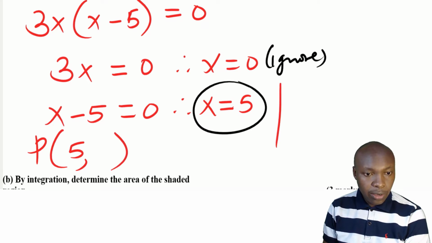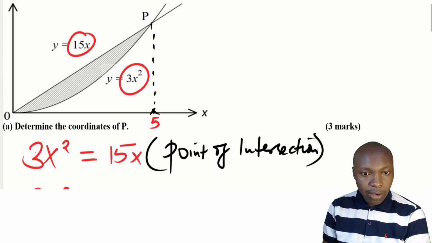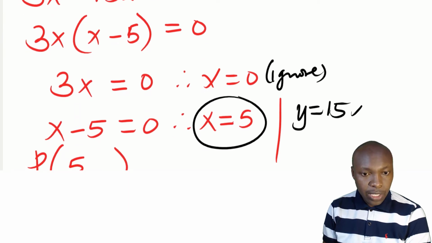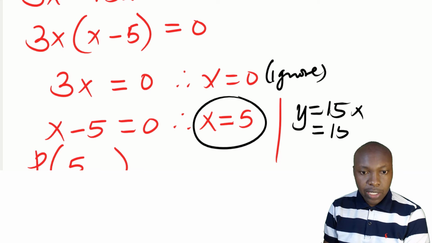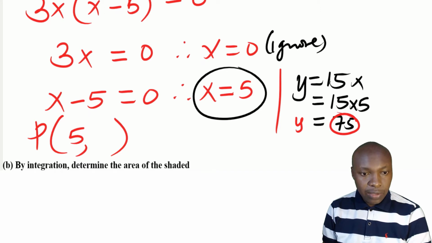So we need to get the corresponding y value at that point. To do that, we can use either of the two equations: y = 3x squared or y = 15x. Any of them will give the correct answer. Let me use 15x. Substitute x = 5, so y = 15 times 5, and this gives the corresponding value of y as 75. Therefore, the coordinates of the point of intersection are (5, 75). And that is how you're supposed to get that.